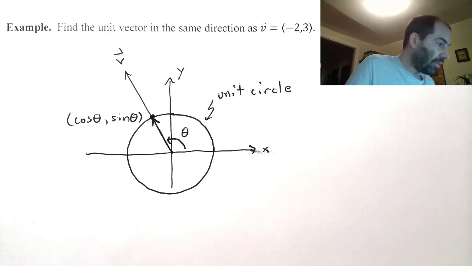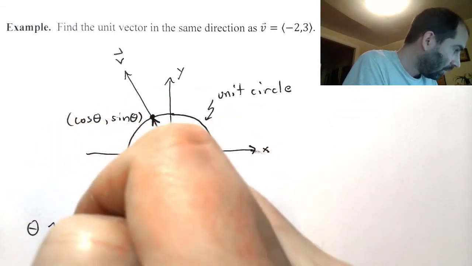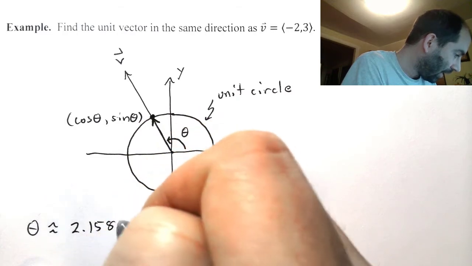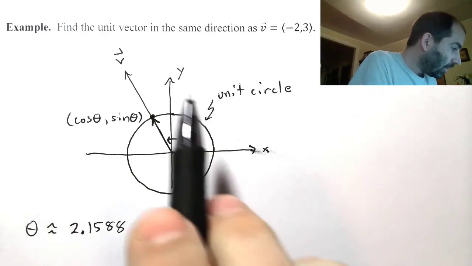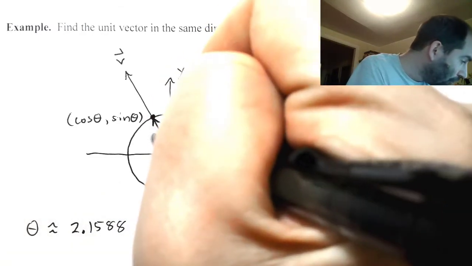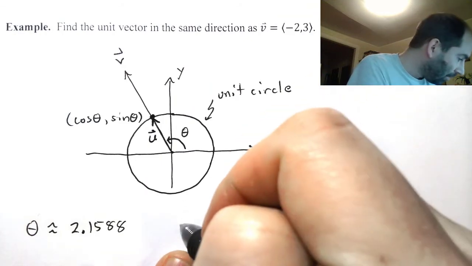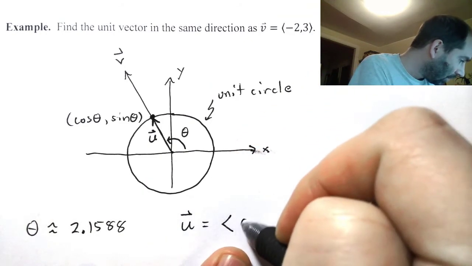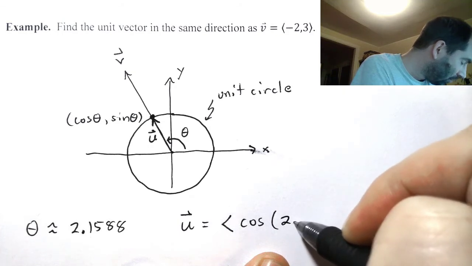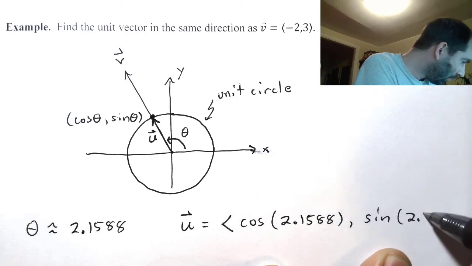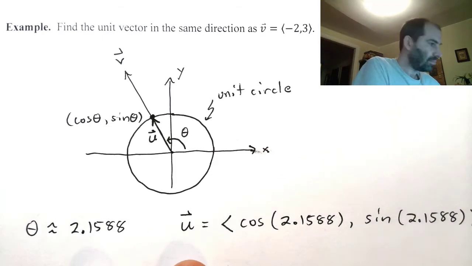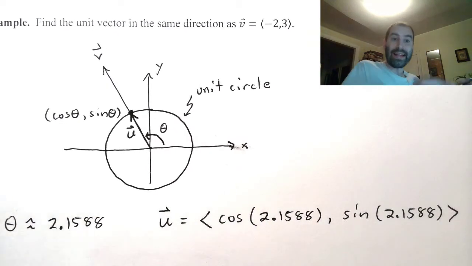Since we already found theta in the previous problem to be about 2.1588, I've rounded here, that's approximate. I know that the unit vector that I'm after, let's call it u for unit vector, can be written as cosine 2.1588, sine 2.1588. There we are. And that's it.